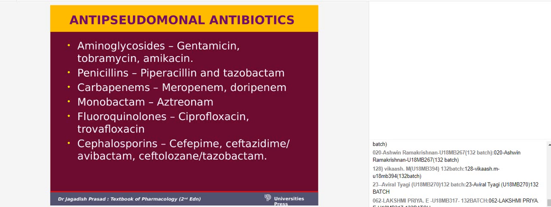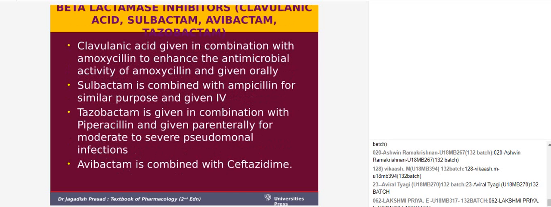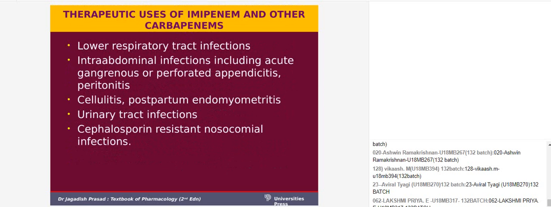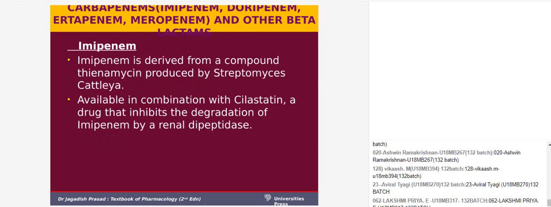And we are seeing the carbapenems. Actually, imipenem, one example of the carbapenems, is a semi-synthetic beta-lactam antibiotic. Like other beta-lactam antibiotics, imipenem acts by inhibiting bacterial cell wall synthesis and produces bactericidal activity.